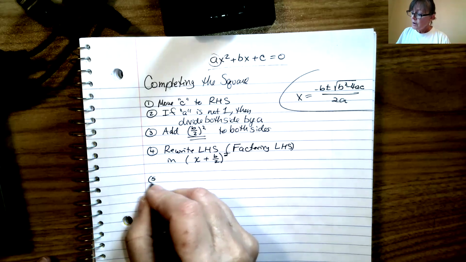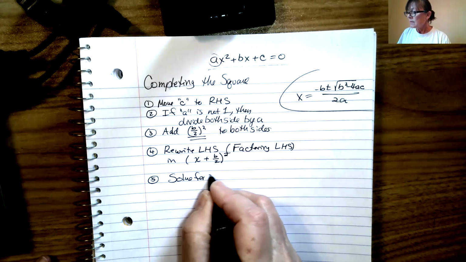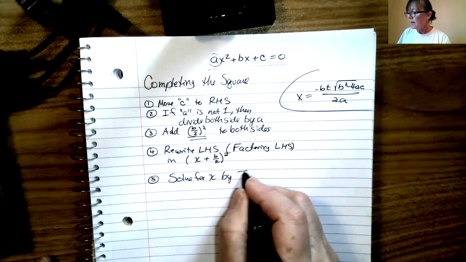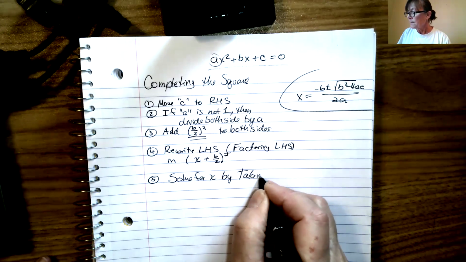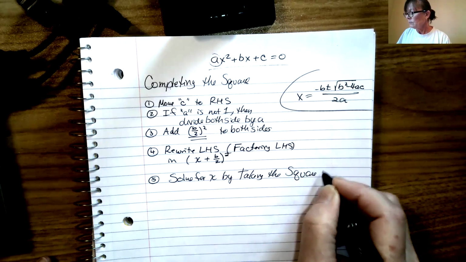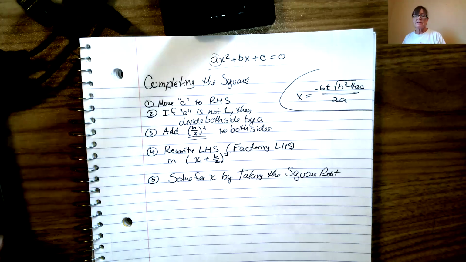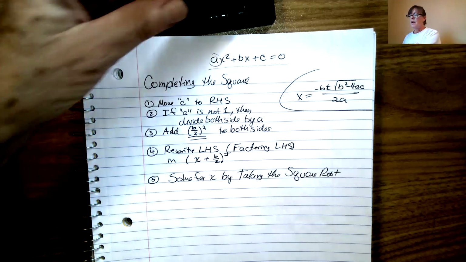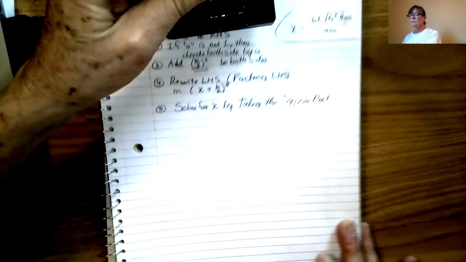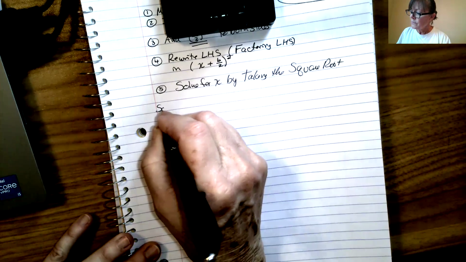Number 5, we're going to solve for x by taking the square root. All right, so that's the list of steps. And now we're going to see the steps in action. I'm going to show you the list of steps in action. We're going to solve.